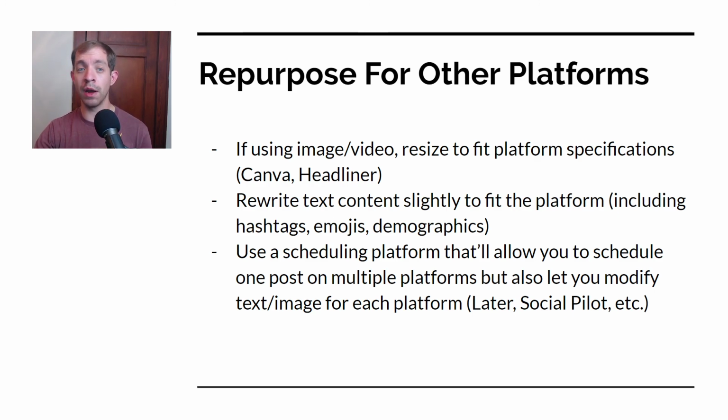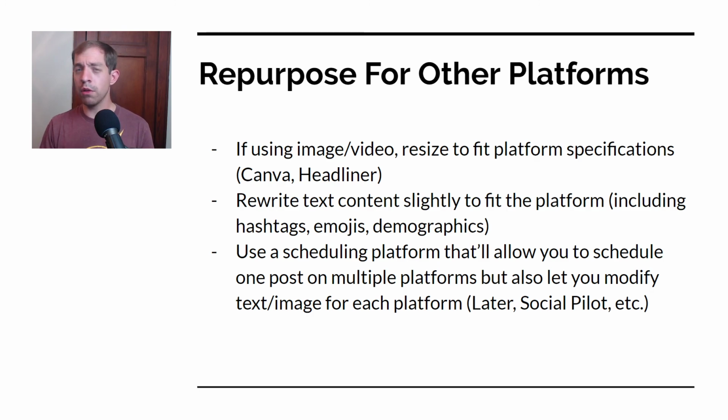The second tip that I can provide for repurposing for other platforms is to rewrite the text content slightly to fit the platform. This would include hashtags, emojis, and the demographics of not only the social network itself, but the subset of the audience following that profile or page or channel. Instagram, you can get away with tons of emojis, tons of text content depending on the post. With Twitter, you have a text limitation.